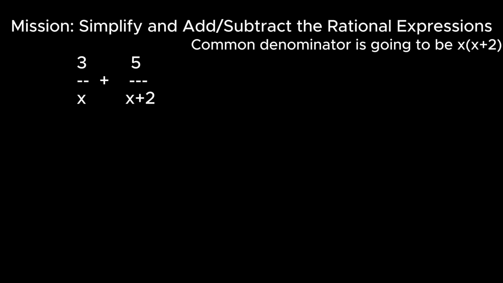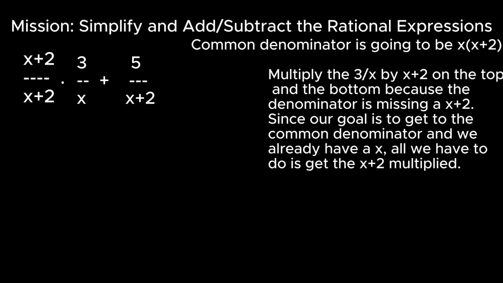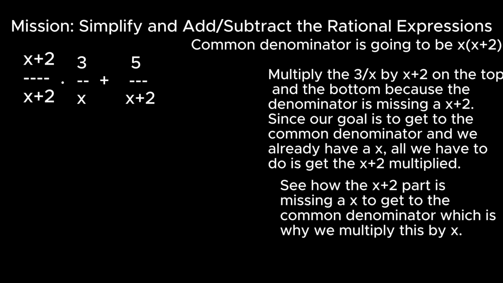Now, how do we get to the denominator x times x plus 2? Well, for the 3 divided by x part, we're going to multiply by x plus 2 because that's what's missing. It has the x part, but it doesn't have the x plus 2 part. And for the 5 divided by x plus 2 part, it has the x plus 2 part, but it doesn't have the x part. So for the left term, you multiply by x plus 2 divided by x plus 2. You have to multiply the top and the bottom because you have to keep this expression equal. You cannot change this expression.